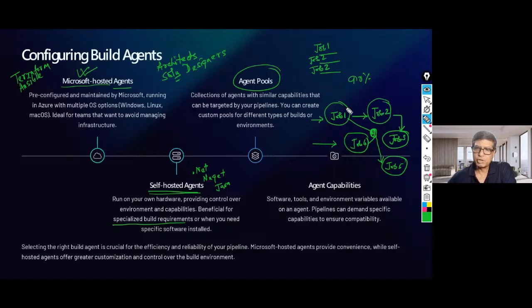Whereas job 2 depends on job 1. Job 3 depends on job 2. Job 5 depends on job 1 and job 4 to have been completed. It does not depend on just job 1 or just job 4 to be completed. It needs both job 1 and job 4 to be completed. Are you getting me? So in these cases, when you need to run two parallel jobs, you need agent pools. Any questions?